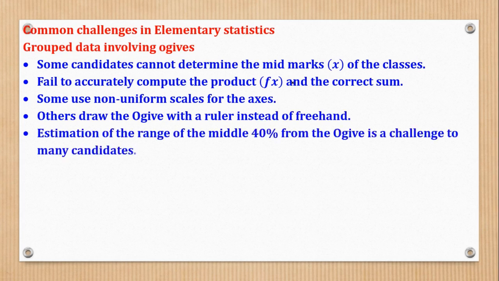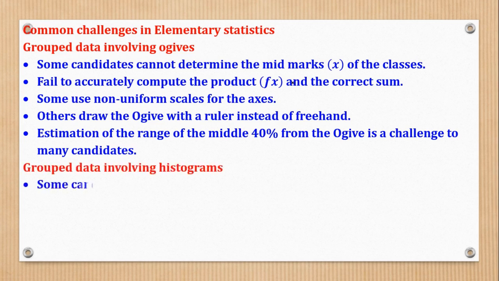Then estimation of the middle 40% on the ogive is a challenge. So nowadays, UNEB has got another term to ask for percentiles. It just uses the words middle 40% range, middle 70% range, middle 60%, like that. So you have to know what it means. Otherwise, questions of percentiles will fail you.